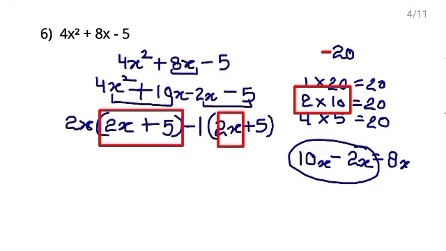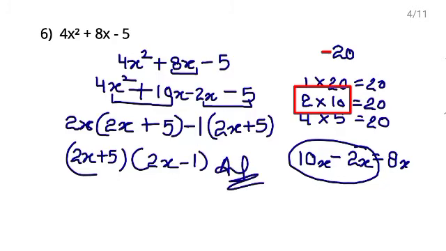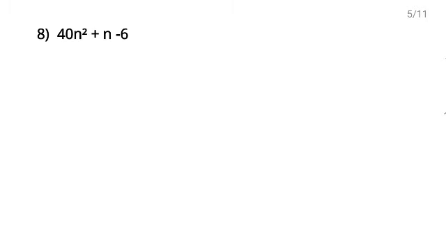Now these are common binomial factors, so take it common, which is 2x plus 5. Now in the bracket you are left with 2x minus 1, right? So write here 2x minus 1. This is your answer. Next question, question number 8.